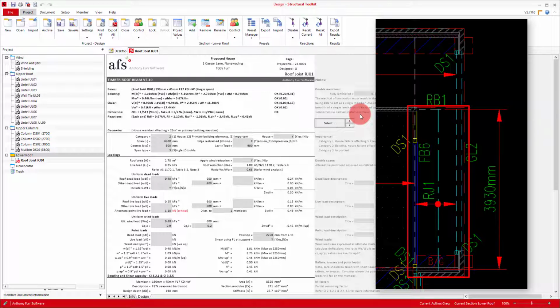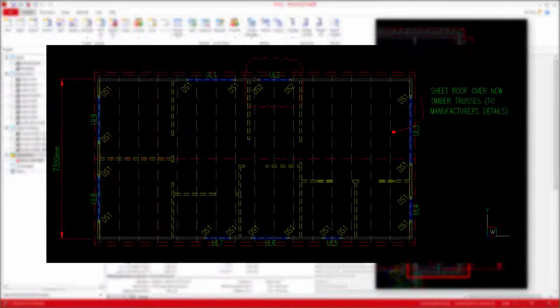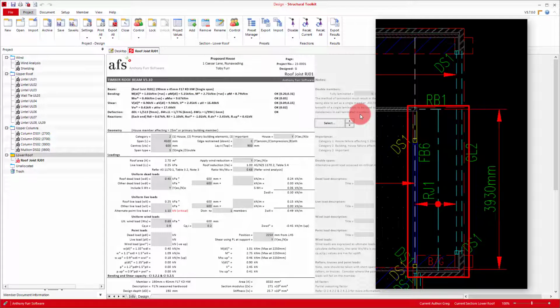So our roof joist design is going to be similar in nature to a lintel design we did in the previous video, as in general terms it's going to be carrying similar types of loads. As our roof joist is going to be a repeated member, we'll be setting our category as 1. Our span is going to be from centre to centre of supports, which if we measure on our drawings is 3930, so we'll round this up to 3950.